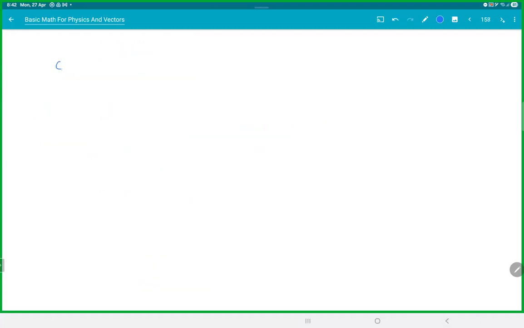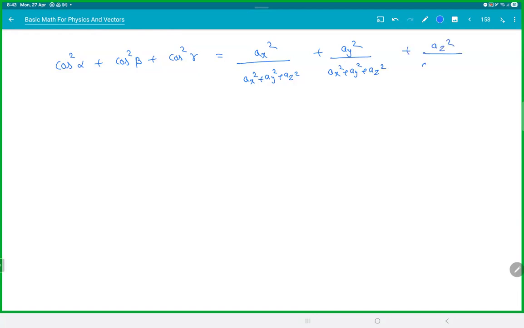Now, once you got all three, if I do cos square alpha plus cos square beta plus cos square gamma, you end up with ax square by ax square plus ay square plus az square, plus ay square by ax square plus ay square plus az square, plus az square by ax square plus ay square plus az square, which is equal to 1. So this is a pretty good relation. That means you take any vector, and if you get the angles alpha, beta, gamma, the sum of cos squares will always be 1.